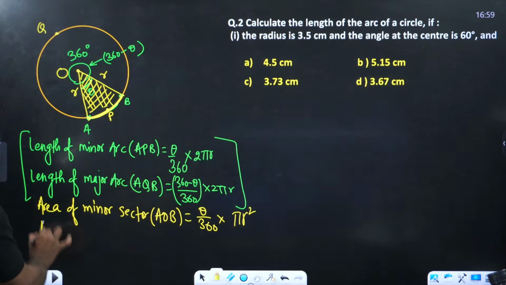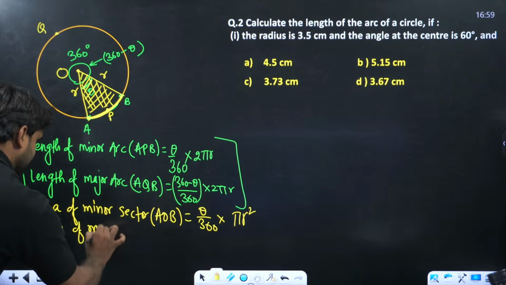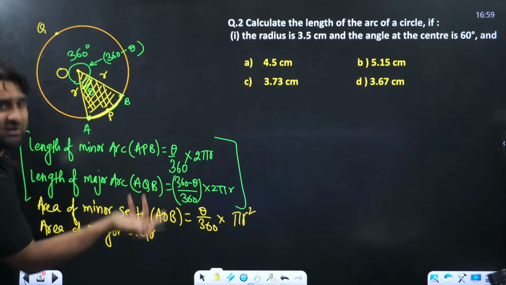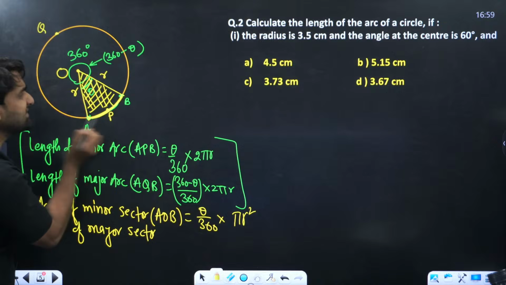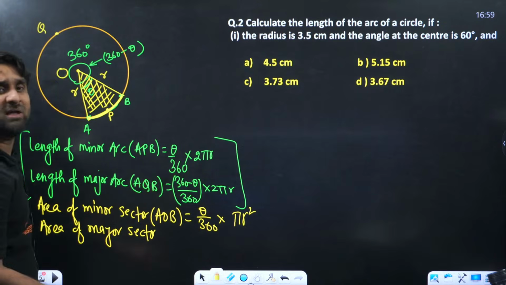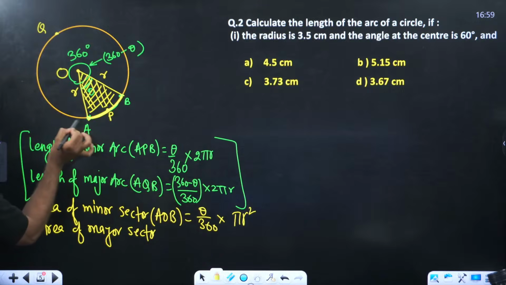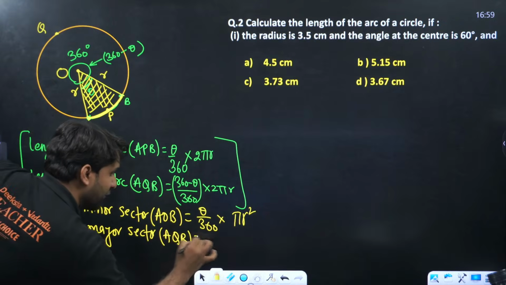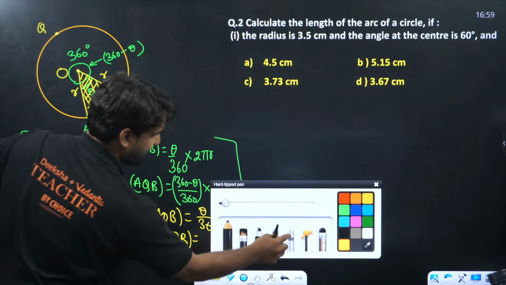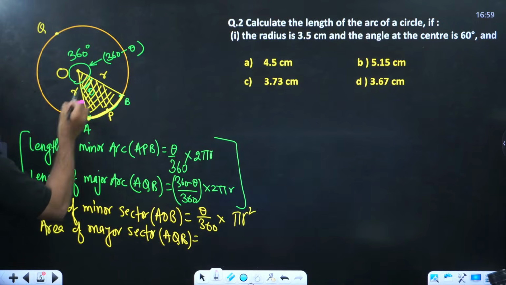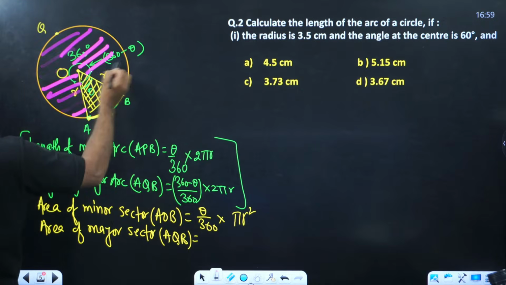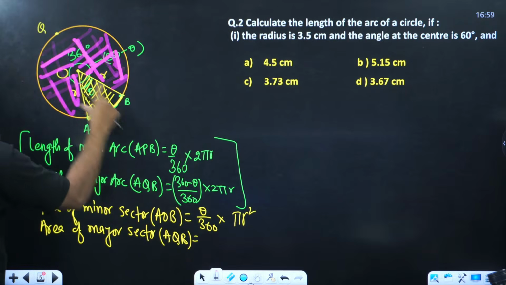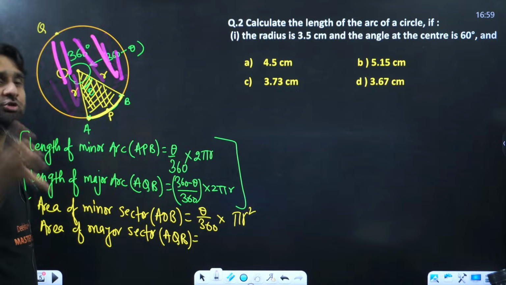Okay, moving ahead. Now area of major sector. Except AOB, the remaining part is called the major sector. Except the minor sector, the remaining part of the circle is called the major sector. Let me show you. The major sector will be AQB. Listen, this is the major sector. Except this part, the entire remaining portion is the major sector.